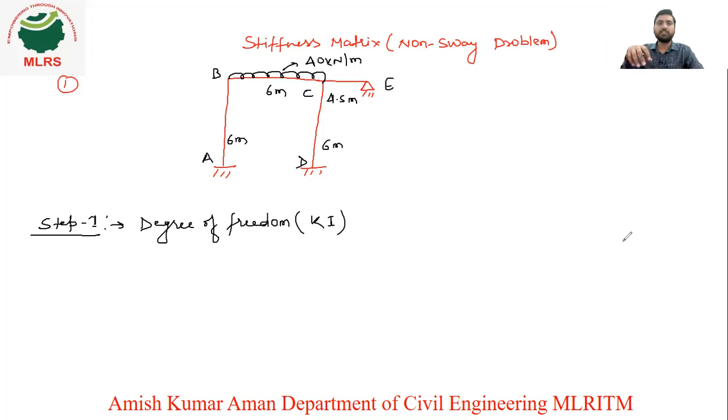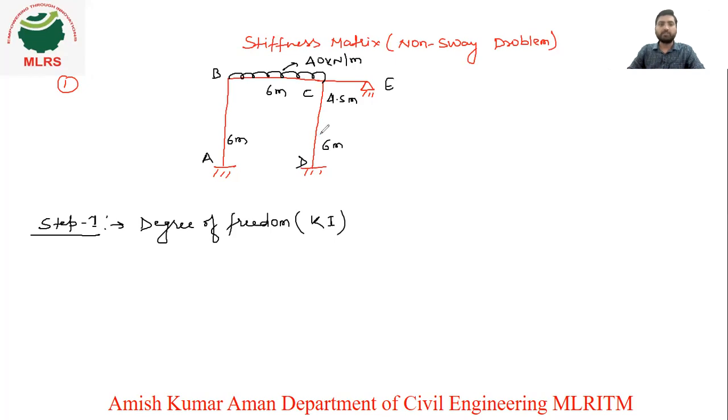So in this lecture, we are going to discuss a problem on the stiffness method for a non-sway frame, right? So this is your problem. We have a frame A, B, C, D, E on which the BC span is loaded by a UDL having an intensity of 40 kilonewton per meter. The AB span is 6 meter, BC span is 6 meter, CD span is 6 meter and your CE span is 4.5 meter.